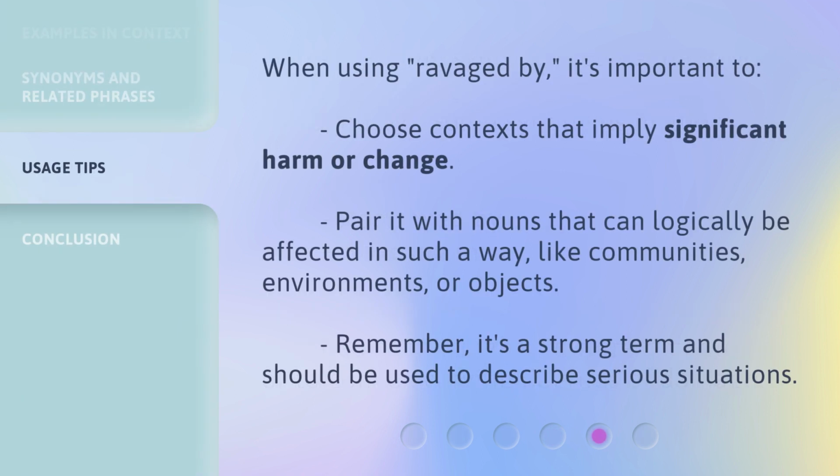When using "ravaged by," it's important to choose contexts that imply significant harm or change. Pair it with nouns that can logically be affected in such a way, like communities, environments, or objects. Remember, it's a strong term and should be used to describe serious situations.